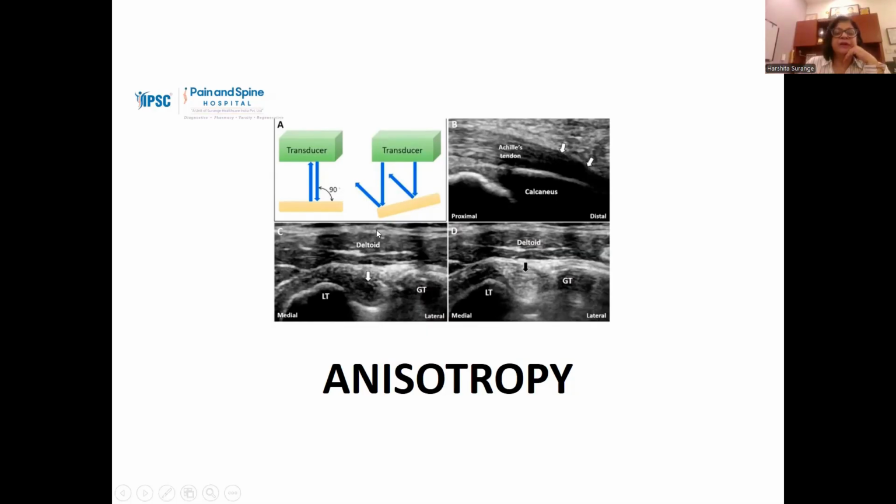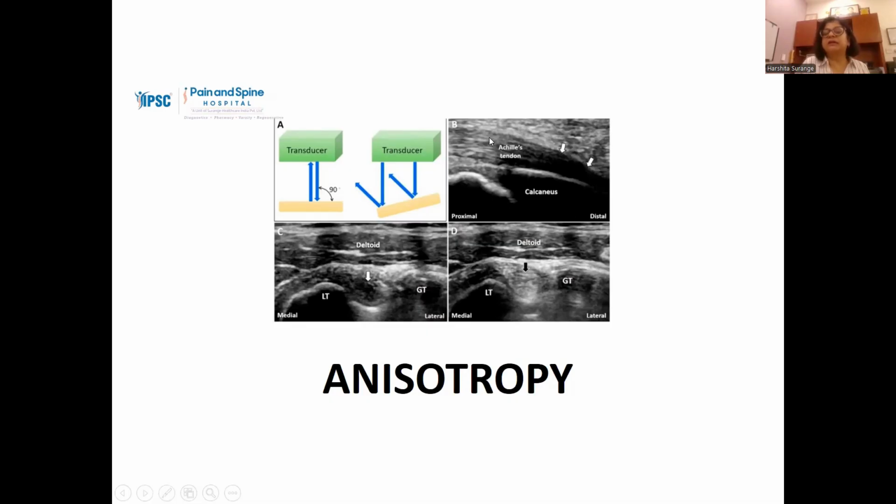So here what you can see is that the transducer is right over here, and you can see a hypoechoic area right here, which appears like a tear or fluid collection in between the greater and the lesser tuberosity. This could be a mimicker, suggesting that probably the long head of biceps tendon is torn and has been replaced by fluid. But if you are aware of anisotropy, you just need to tilt your probe, and what is going to happen? The moment the probe becomes perpendicular to the tendon, you start seeing the tendon echogenic.